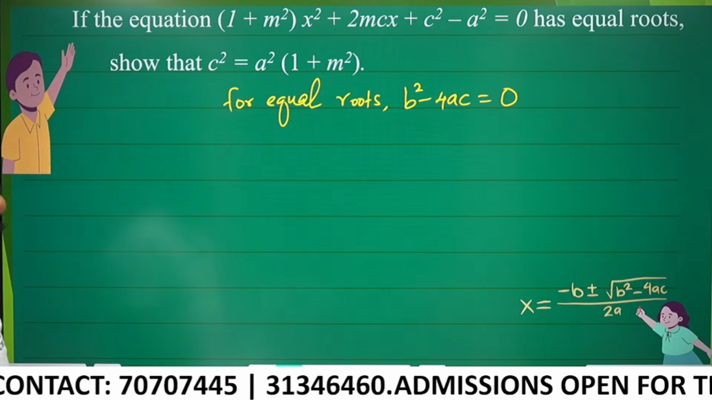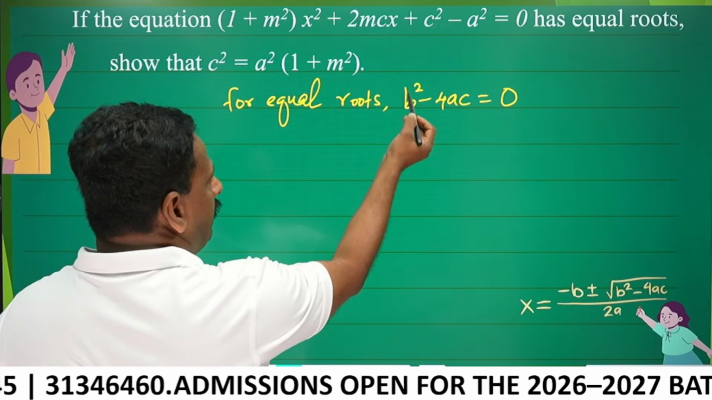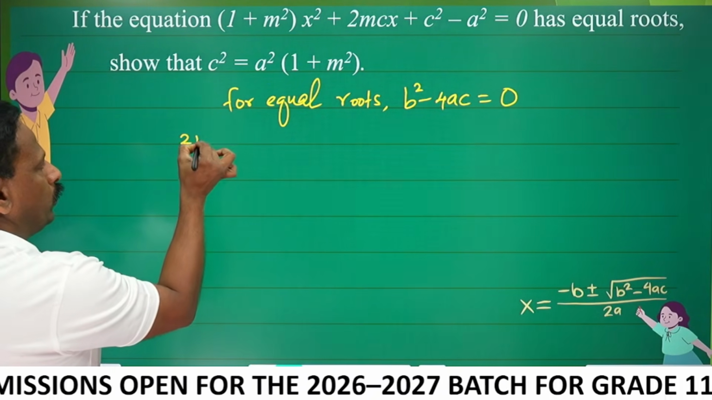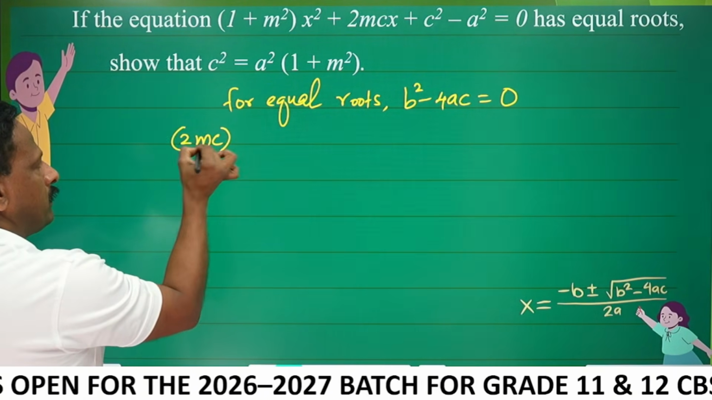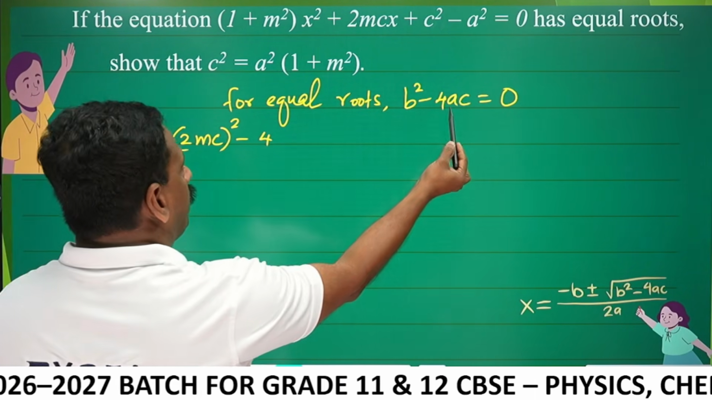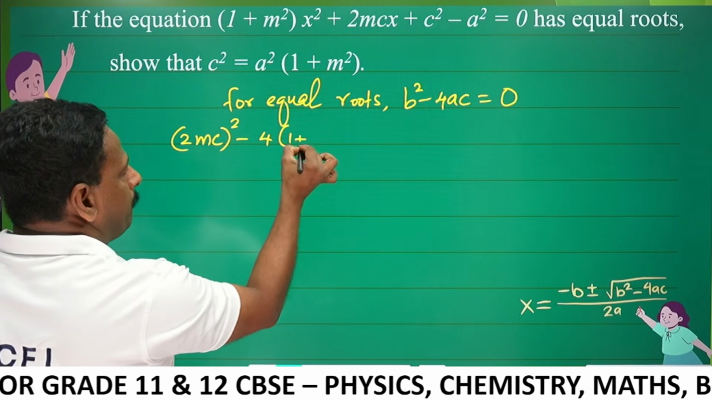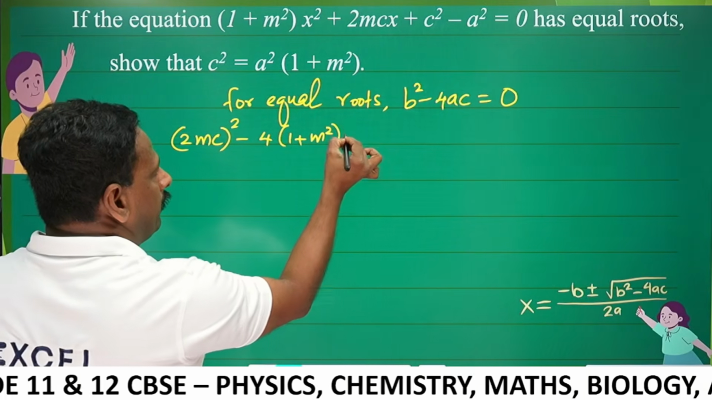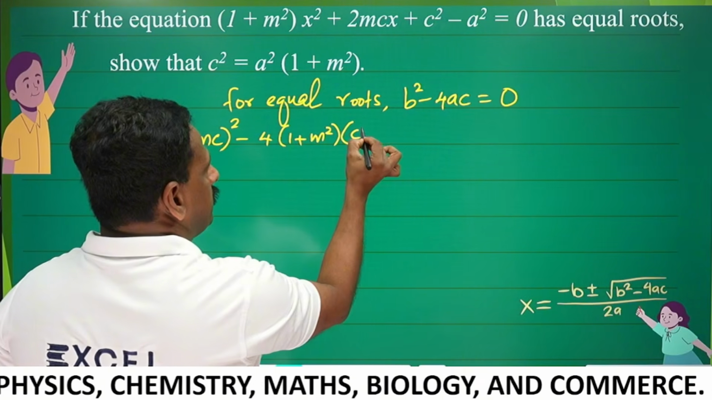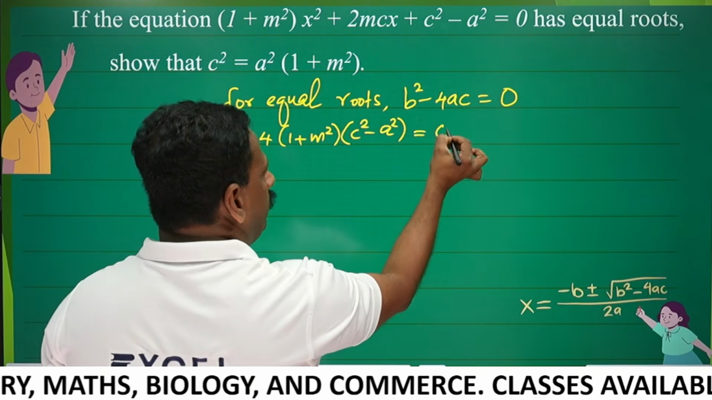So what are this B, A and C? B square, B is the coefficient of x. What is the coefficient of x? It is 2mc. That is (2mc) square minus 4 into A, the coefficient of x square. What is the coefficient of x square? 1 plus m square, into C. What is C? C is the constant term, right? That is c square minus a square equal to 0.